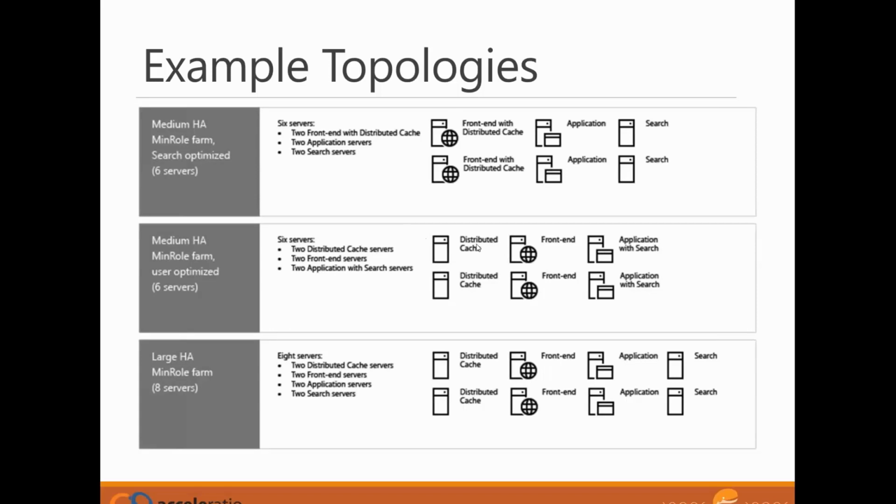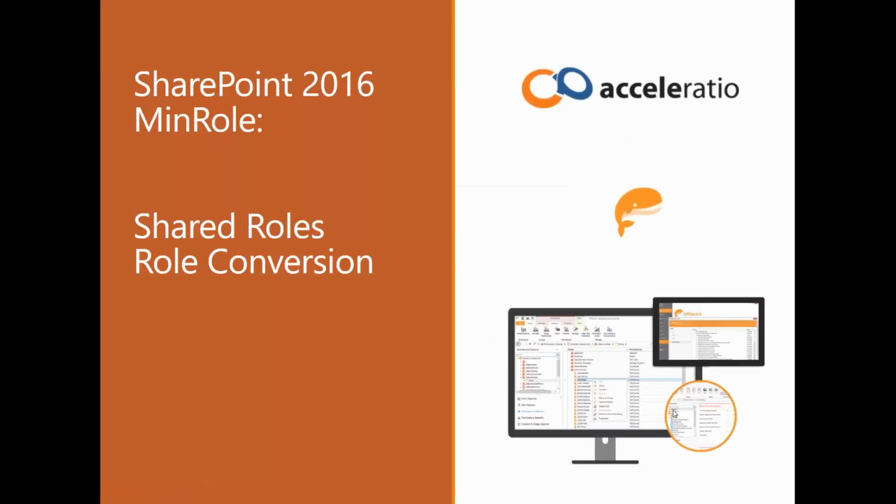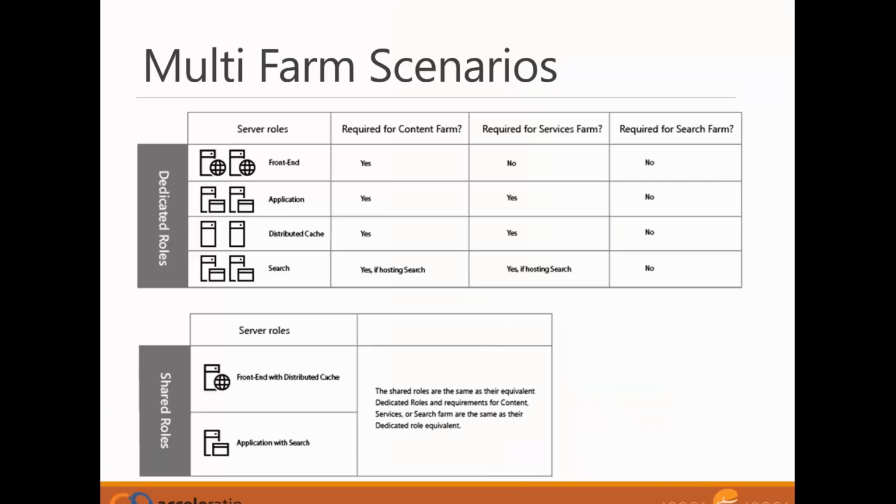But we could also have it optimized for end user throughput. So say we were doing heavy SharePoint social. Hopefully not, but if we were, this would be the appropriate topology for that. And then of course we can go bigger with dedicated roles as per the previous release. I showed you the shared roles conversion in the earlier demo, so we'll just skip over that.